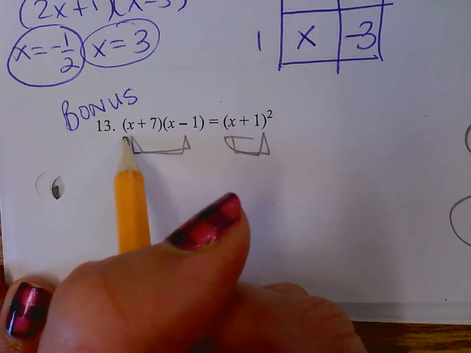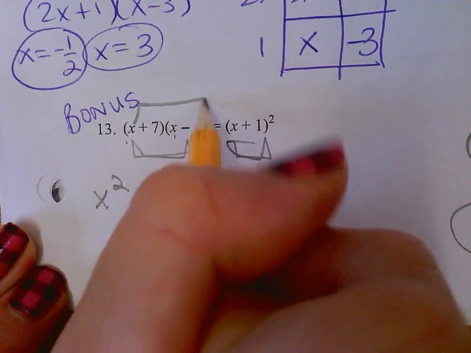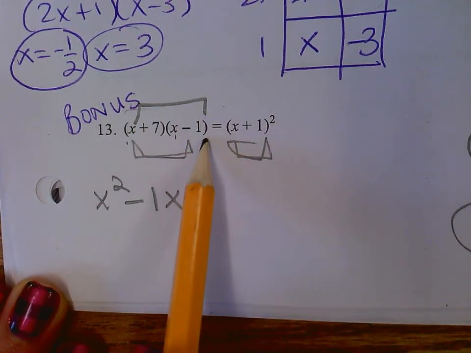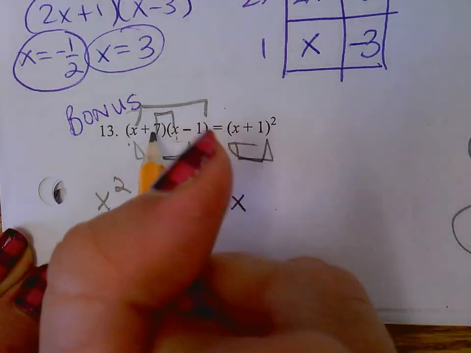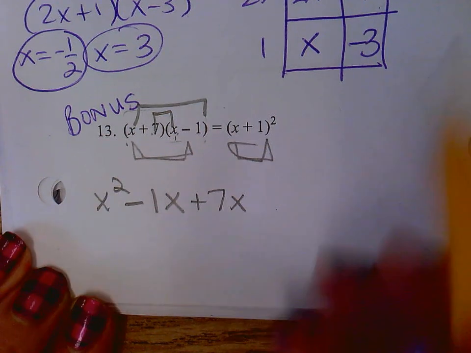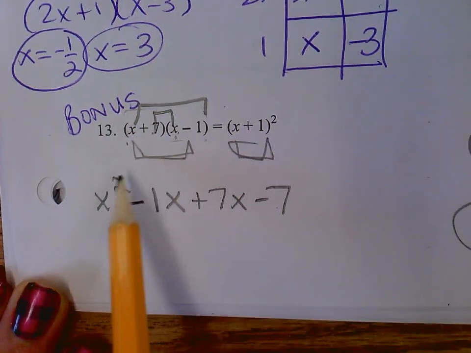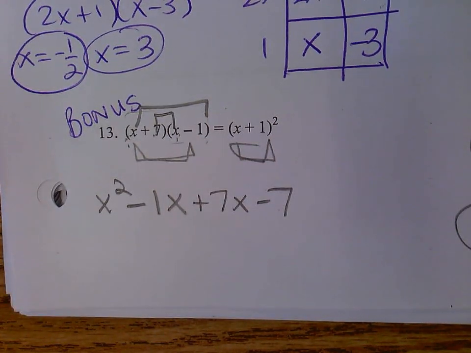X times x is x squared. And then I would have a negative 1x, right? Because x times negative 1. I would have 7x, because 7 times x in the middle. And then 7 times negative 1 is your last. So first, outer, inner, last. Is that how you learned how to do it, hopefully? Or did you use the box to multiply?